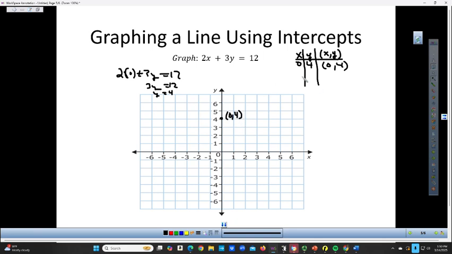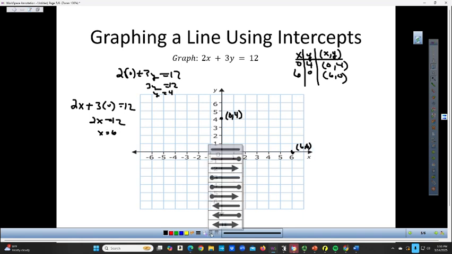And then to find my x-intercept, I'm going to make my y 0. So 2x plus 3 times 0 equals 12. 2x equals 12. X equals 6. Okay, so my x-intercept is (6, 0). So starting at the origin, go 6 to the right. And now that's my x-intercept.